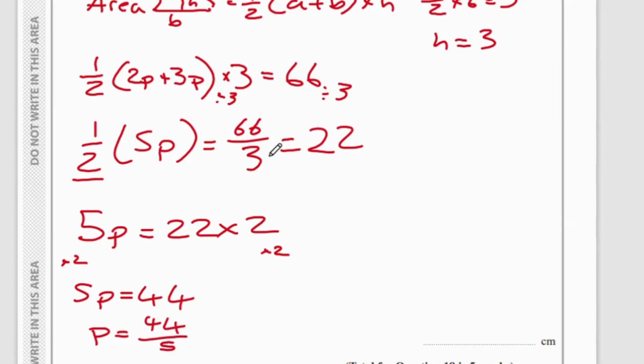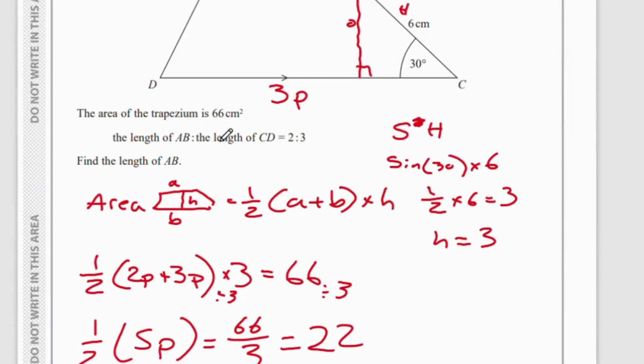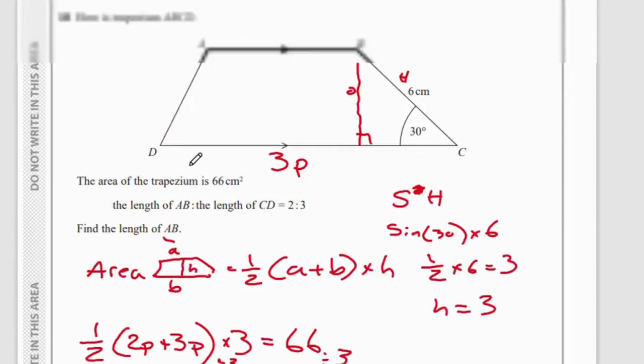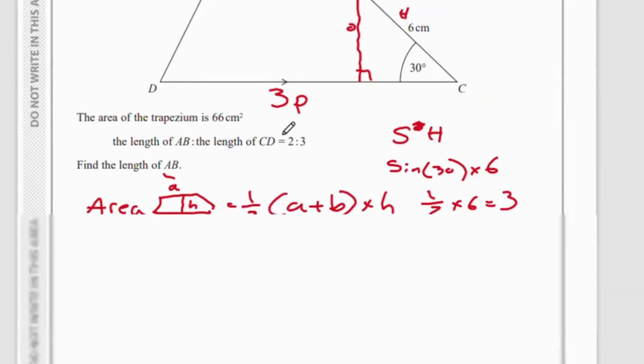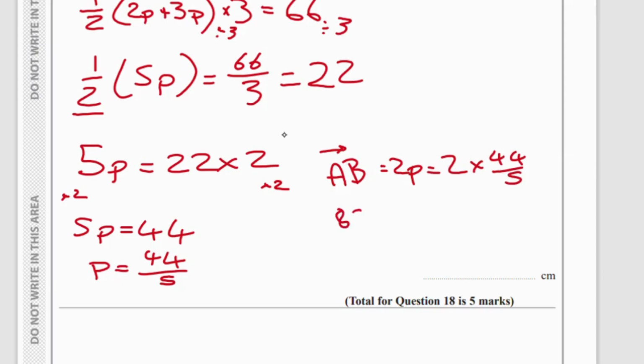Alright, but that is not what we've been asked. Always make sure we read the question to answer the question we've been asked. With these long, difficult questions, it can be difficult to do that, right? You're so busy working out what you're working out, you forget what the question's actually asked you. It's told you to find the length AB, which is 2P up here. So AB is going to equal 2P, which is 2 times 44 over 5. That's going to give us 88 over 5.